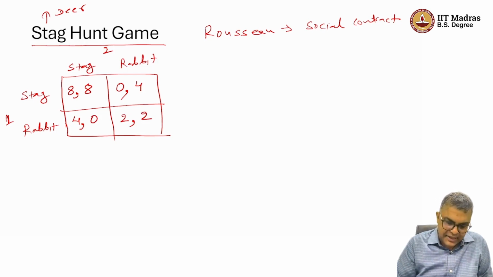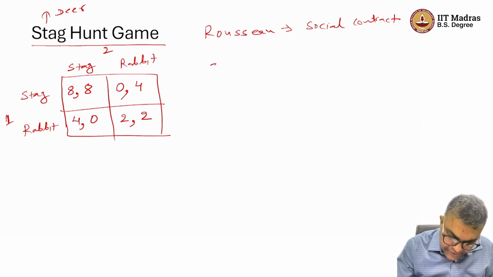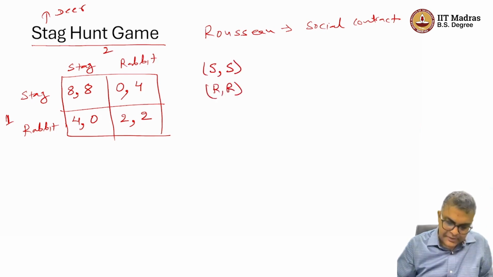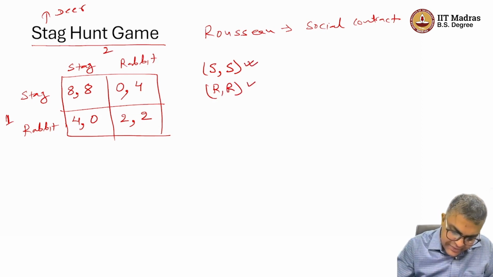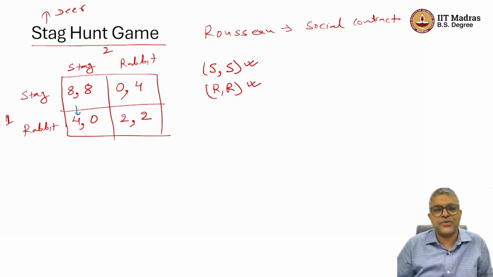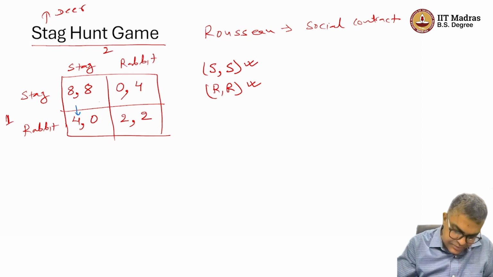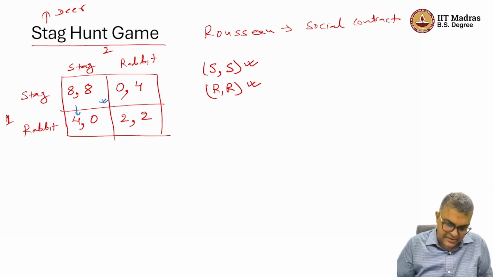What are the Nash equilibria of this game? Let us check. There are two possibilities. Let us do it differently. Stag in short is S: stag stag, and R R. I would say both are Nash equilibria. Let us check for stag and stag. If player 1 tries to deviate, player 1's payoff will decrease from 8 to 4. They are in this box for stag and stag. So clearly player 1 would not like to deviate.